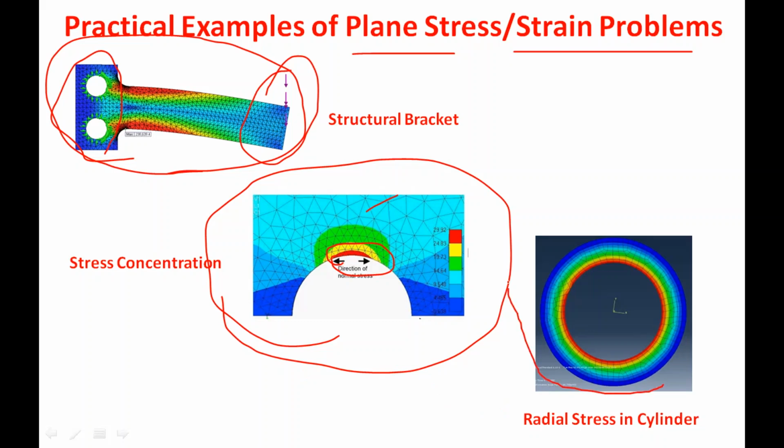This is an example of a plane strain problem. This is a long cylinder subjected to internal pressure. This is the example for plane strain. Here also we are considering only the cross section of the pipe which is subjected to internal pressure. So this is a plot showing the radial stress distribution of the pipe which is subjected to internal pressure.